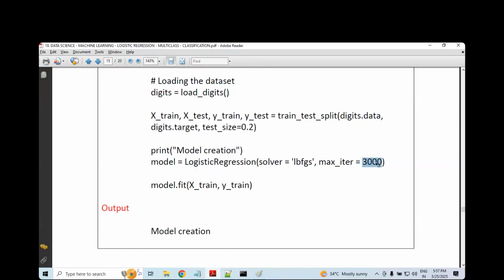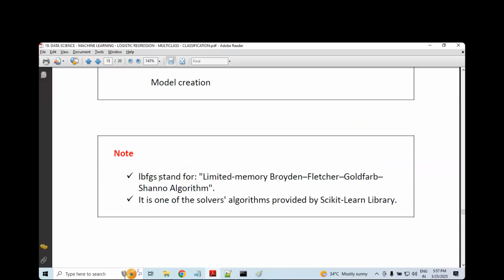The next one will be solver equals, which is one of the algorithms. This algorithm takes care of the memory issues. It is one of the solver algorithms provided by the scikit-learn library. What is the main motto? It will handle memory issues.